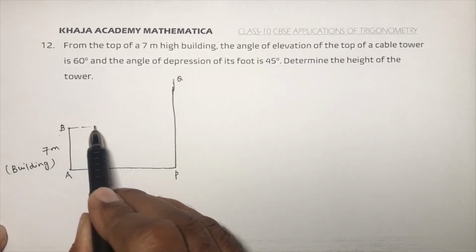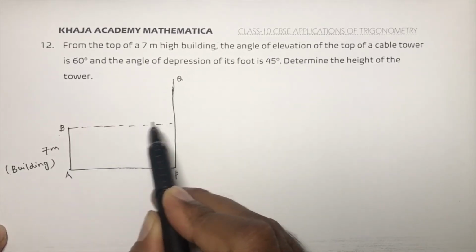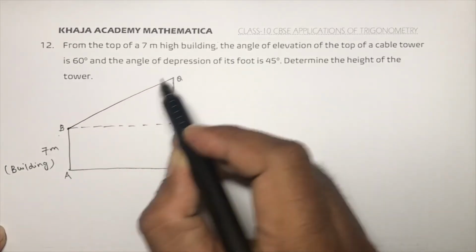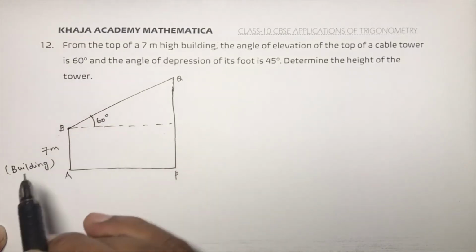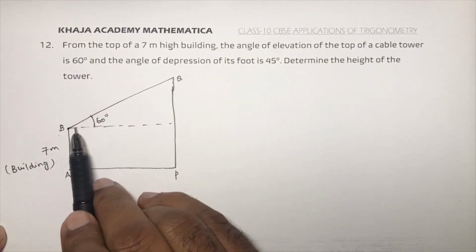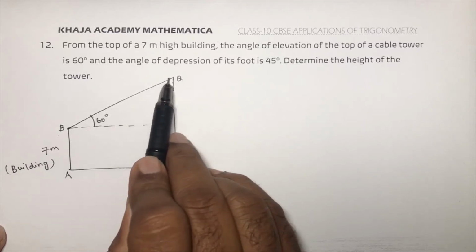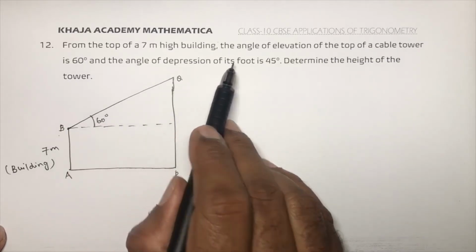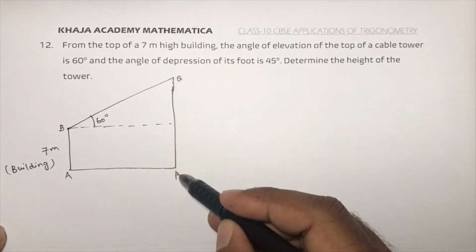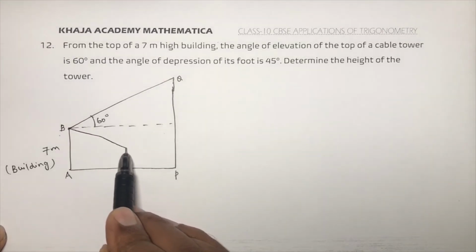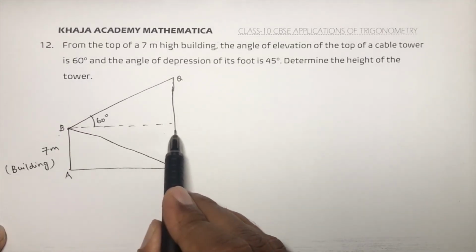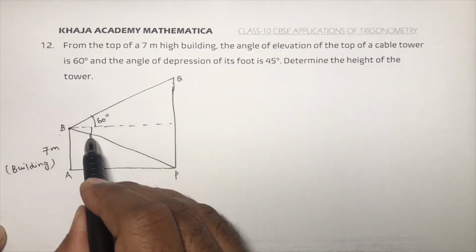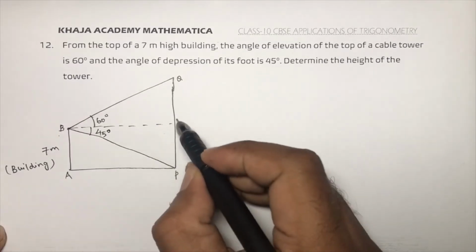So the angle of elevation from the top of a building. Here you need to draw the horizontal surface, because the point of observation is at B. So this is 60 degrees. The angle of elevation is the angle between horizontal surface and the line of sight when the object is above the point of observation. And the angle of depression of its foot, of its foot means the foot of the tower. The angle of depression is this one, the angle between horizontal surface and line of sight when the object is below the point of observation. So this is 45 degrees.